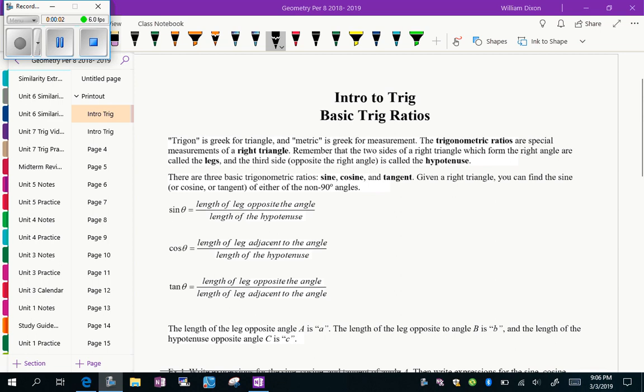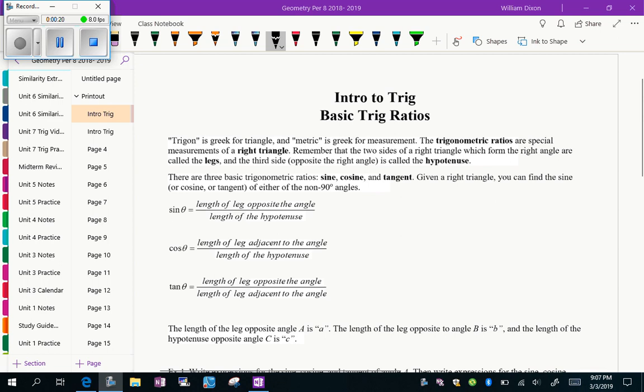Welcome to Unit 7, Intro to Trig, Trigonometry, one of my favorite units. Just before we start, I want to go over a couple points that we went over in class. Make sure you don't have distractions, meaning that your phone is not out or you're listening to music in the background while the lesson is going on.